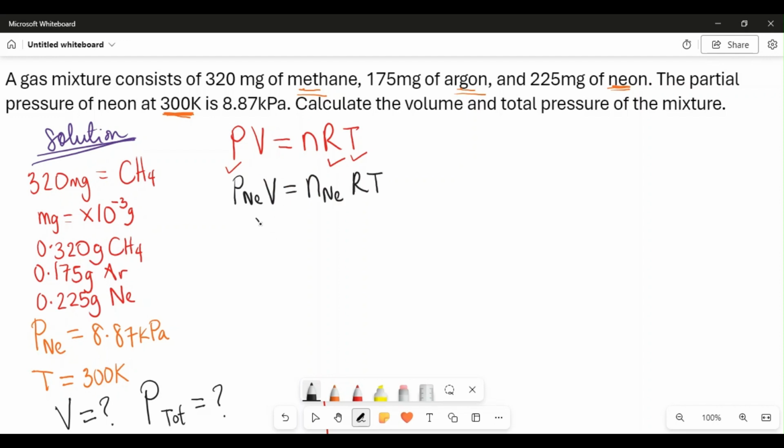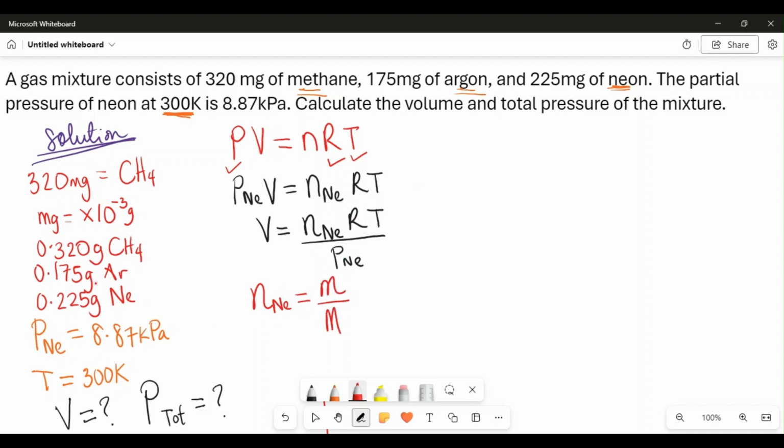So to find the volume, we write this in terms of volume. We have the number of moles of neon times R times T divided by the pressure of neon. We already know we have 0.225 grams of neon. In basic chemistry, we know that the number of moles of a gas, or of anything, an element, an atom, is always going to be the mass over the molar mass.